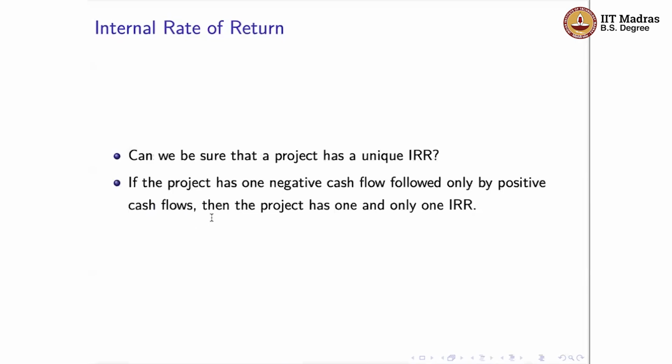Okay. So can we then be sure that a project has a unique IRR? Well, in a couple of situations, you can be sure. So, for example, if the project has one negative cash flow followed only by positive cash flows, then the project has one and only one IRR. Okay. And similarly, if the project has one positive cash flow followed by only negative cash flows, then also the project has one and only one IRR, right? So those are the two situations where this works.